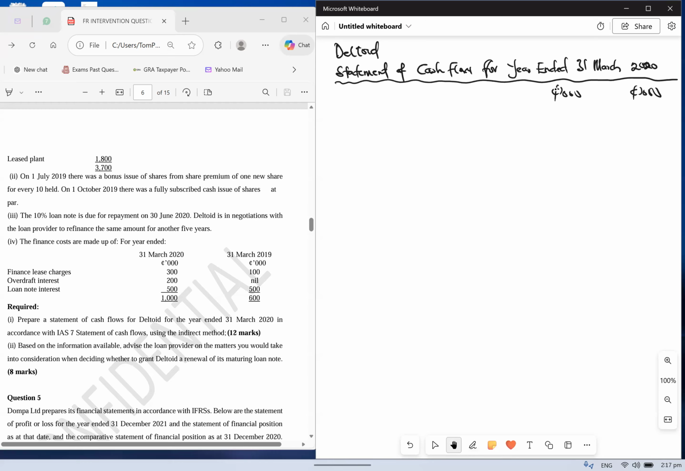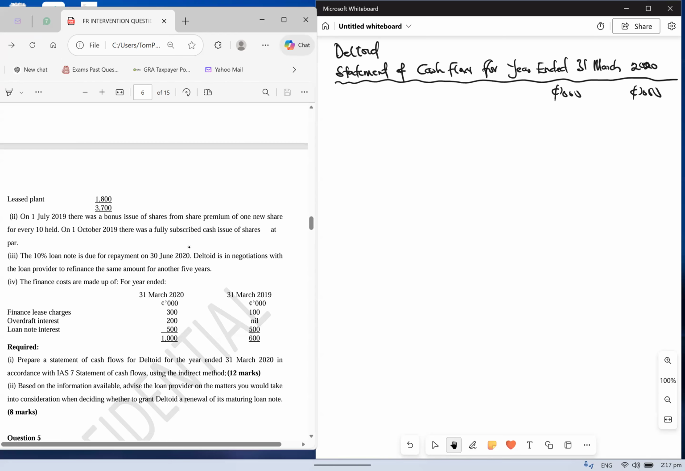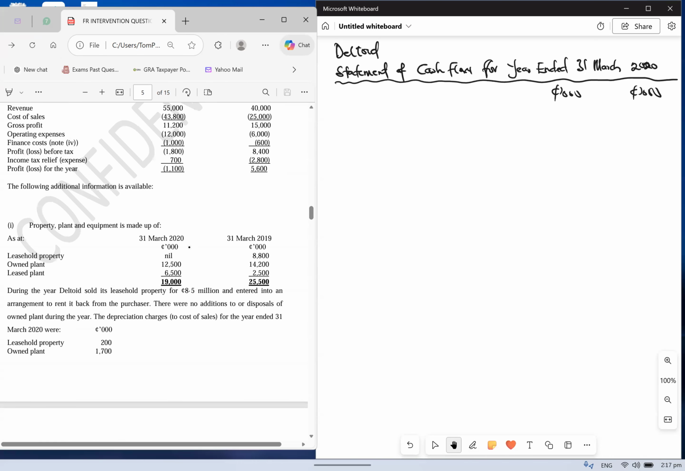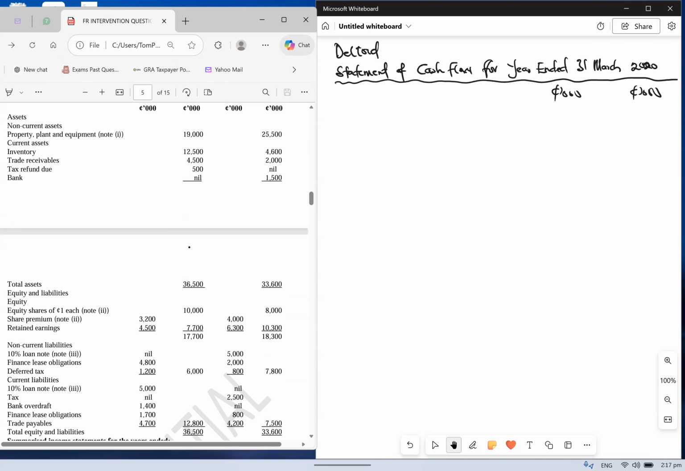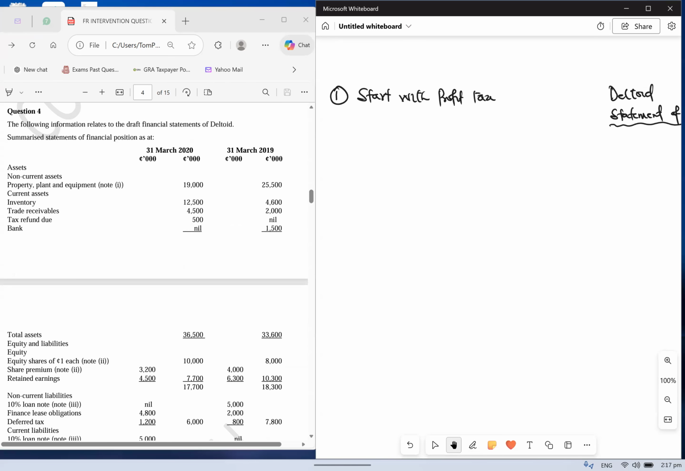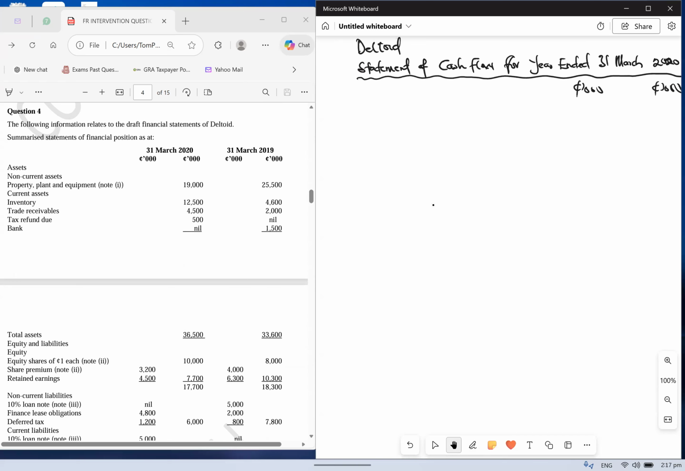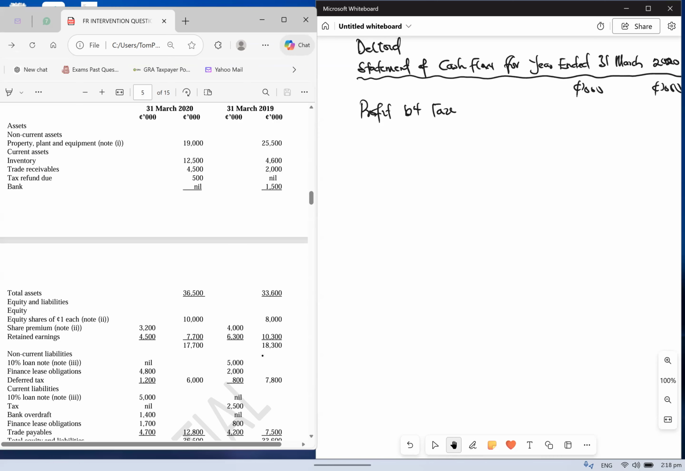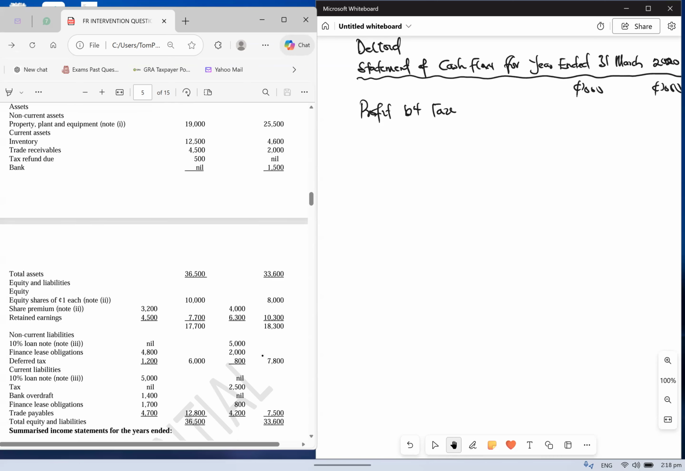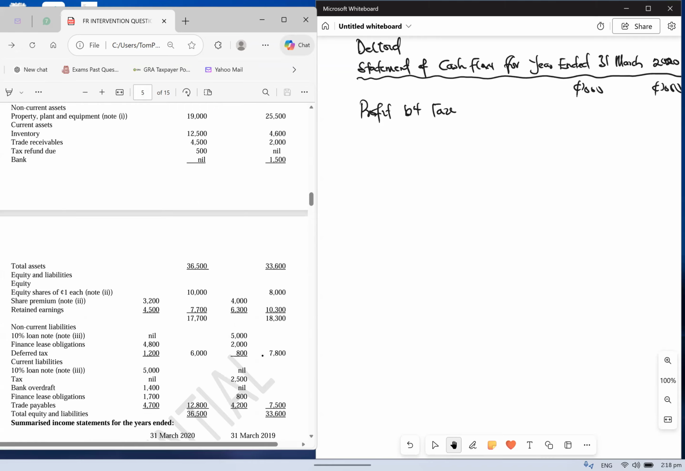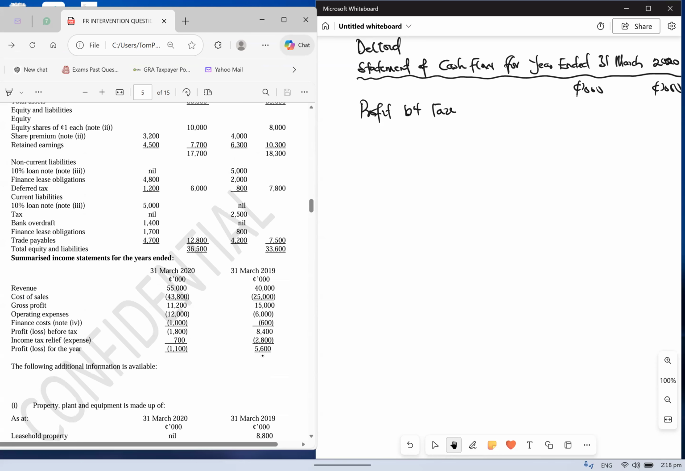3 zeros. So the first step, what do you do? What did you say is the first step? Yes. Start with profit before tax. So come here, profit before tax. So how much is our profit before tax? This is our question 4. What is our profit before tax? And please, you are doing it as at 2020, so focus on 2020.